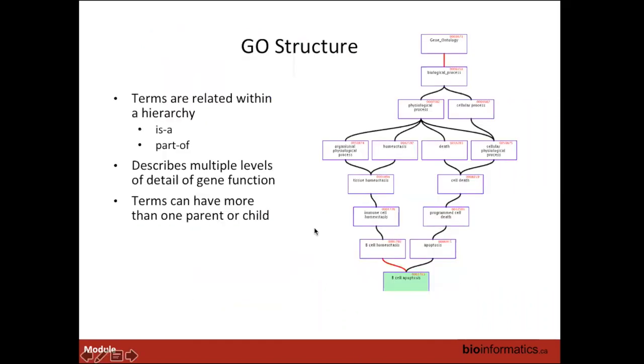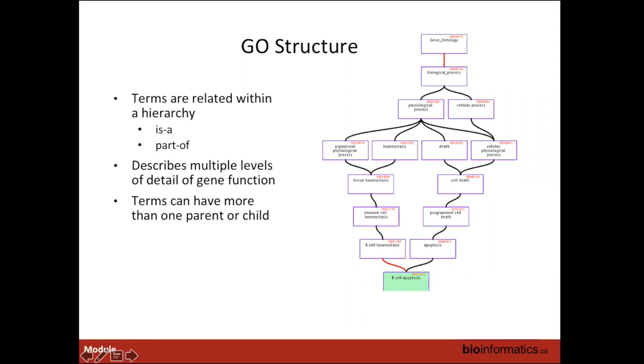One thing to know about the GO structure is that it's organized hierarchically, so there are parent and child terms. The parent terms are very generic pathways and they contain a lot of genes, for example, biological process and cellular process. The smaller gene sets, the child terms, are more specific pathways. They contain fewer genes, but they're also more informative.